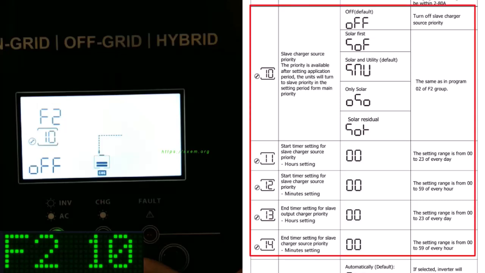F210, F211, F212, F213, and F214, night charge timer. This group of 5 items is similar to the timer we covered in the F1 menu. There, the timer switched the operating mode of the entire system. Here, only the battery charge mode. The classic scenario looks like this.